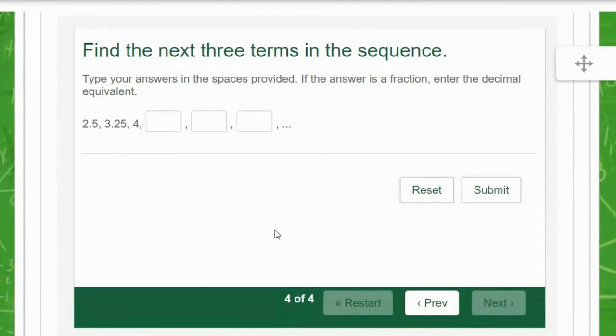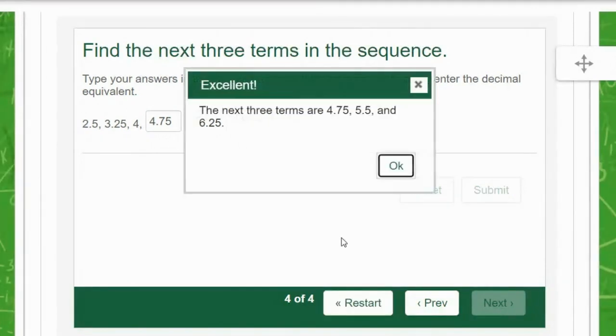How about if we're going up? Again, if you need to just get a calculator and subtract going backwards, what's the difference between 4 and 3.25? Or the difference between 3.25 and 2.5? It's going up this time, right? 4.75. It's going up 0.75 each time. So we just have to add that 0.75. 6.25. We'll submit. Excellent. All right, so you guys know what an arithmetic sequence is. I think you've got that down pretty well.